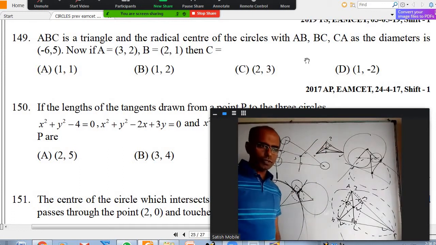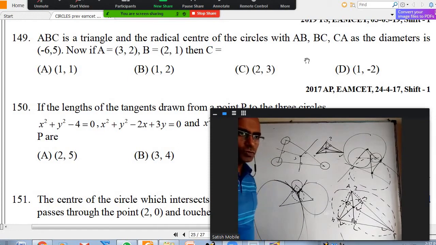Is it okay for 149, or shall I complete the whole solution and all that? Whoever asked about 149, is it clear? Okay, fine. Can you explain it? I should explain again. Okay.